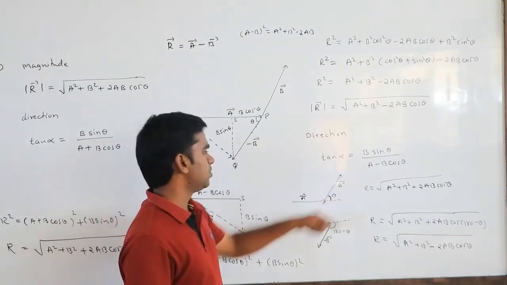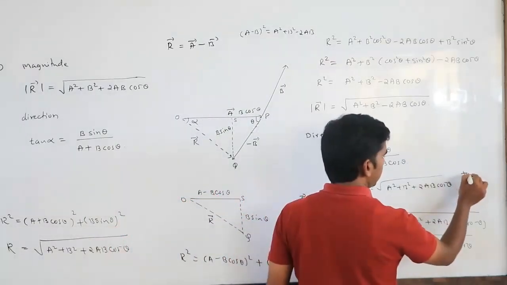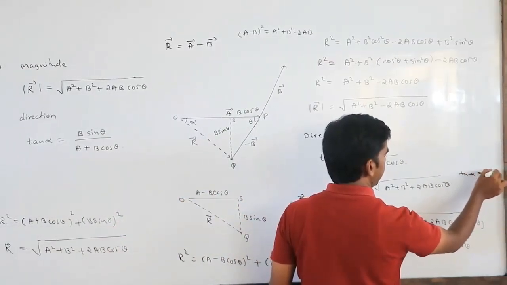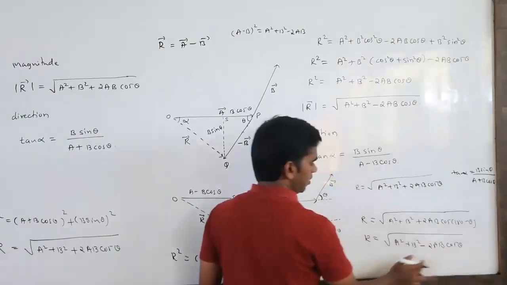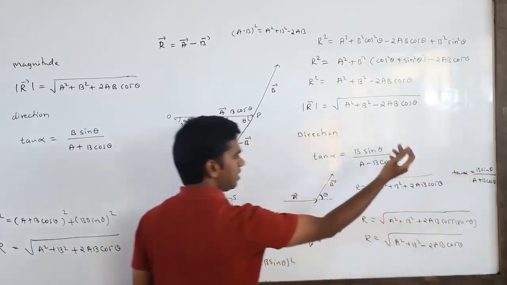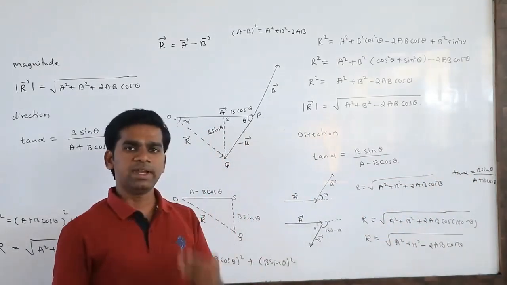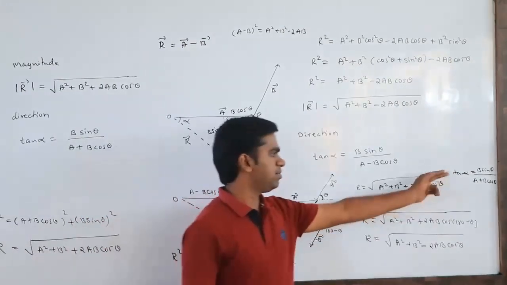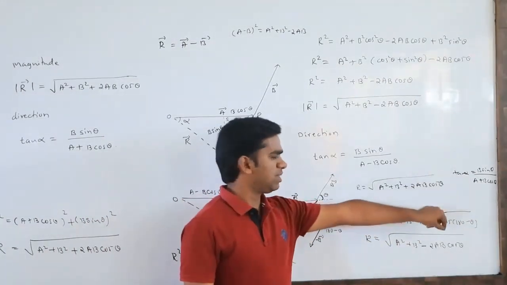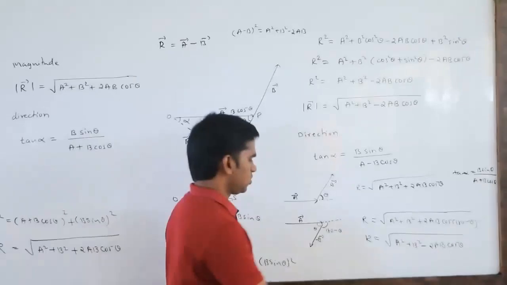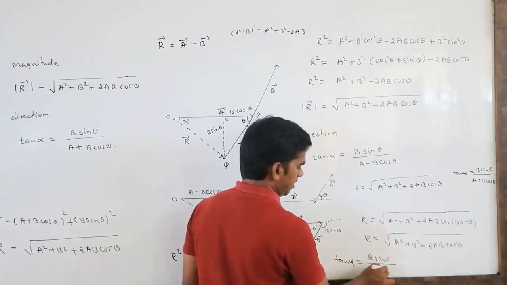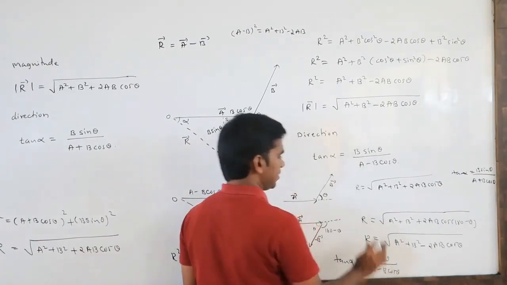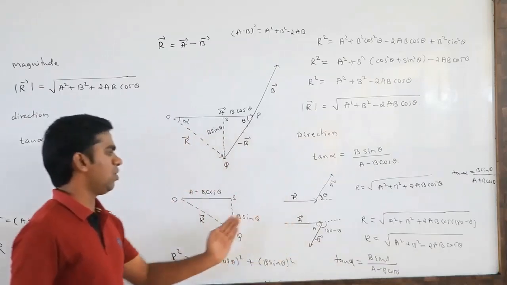Similarly with the direction also. Here directly you can write tan alpha equals b sin theta divided by a plus b cos theta. So here you have to use 180 minus theta in place of theta. So sin 180 minus theta will become sin theta, and cos 180 minus theta will become minus cos theta. So again you will get tan alpha equals b sin theta divided by a minus b cos theta also. Okay, so don't worry about all those things.